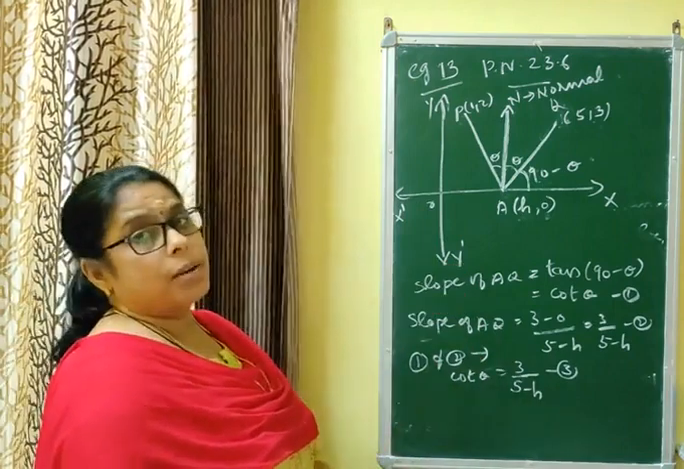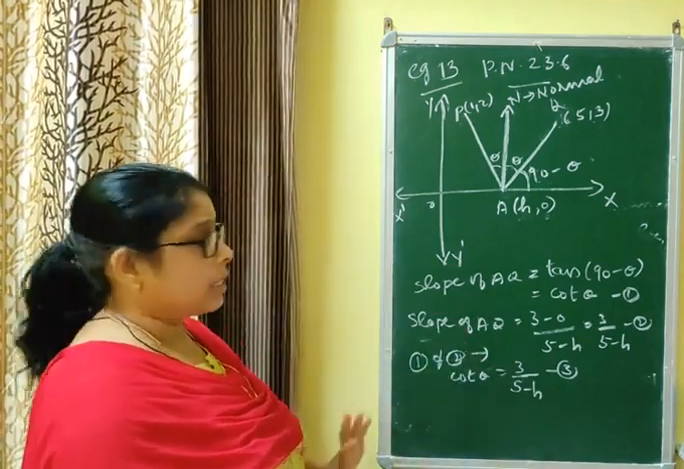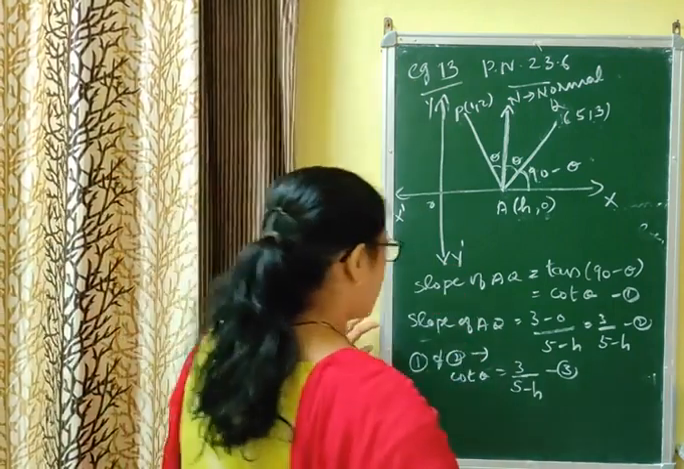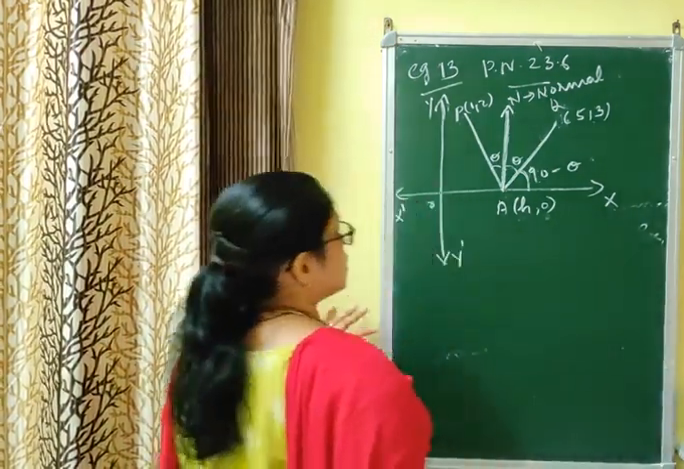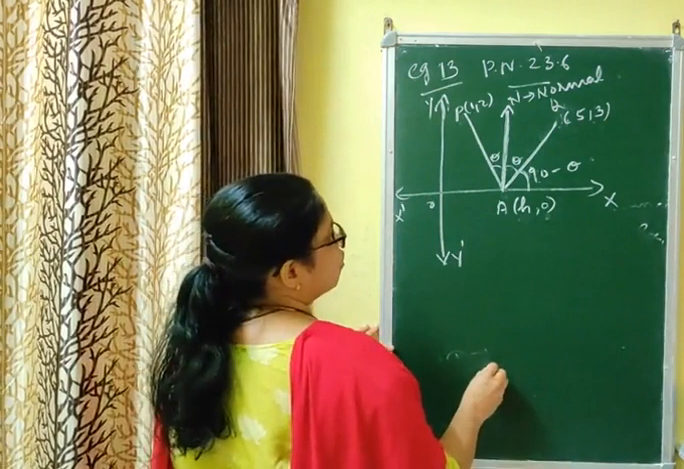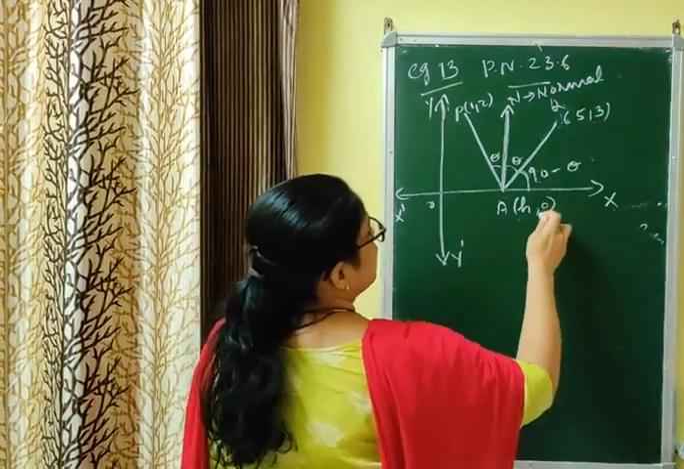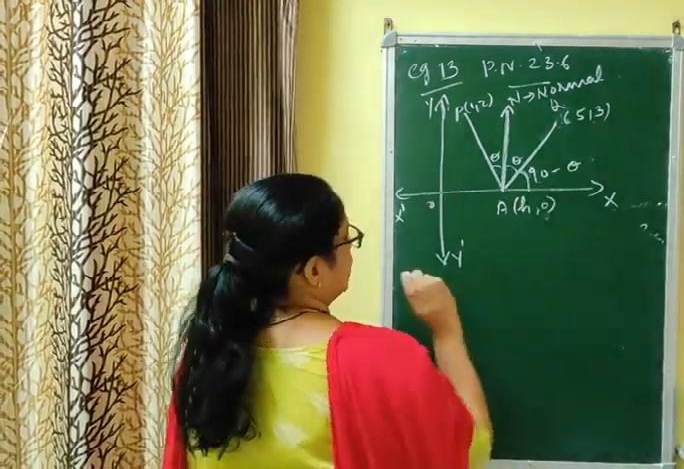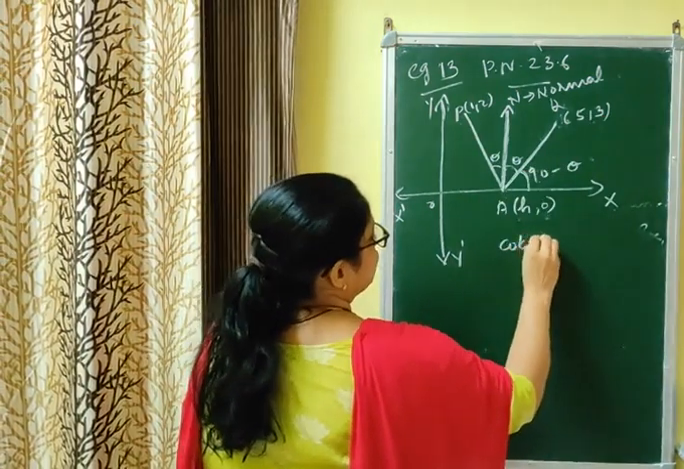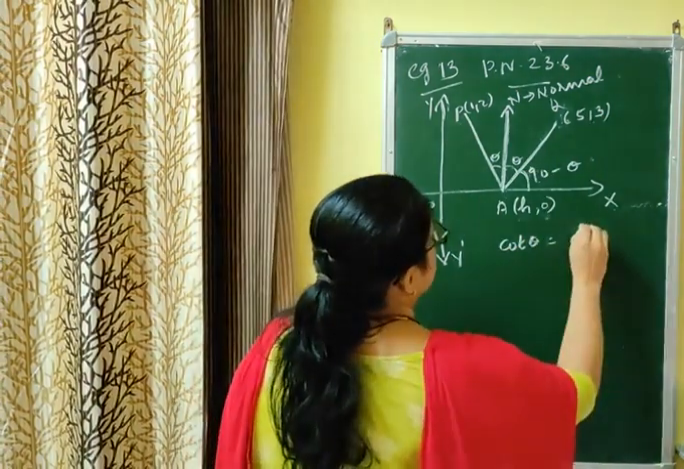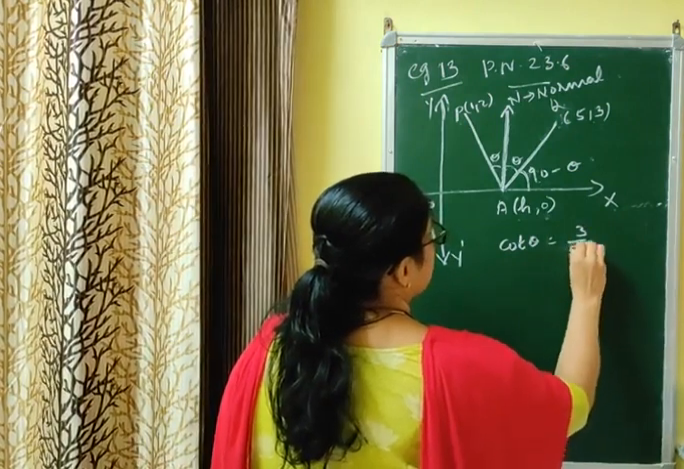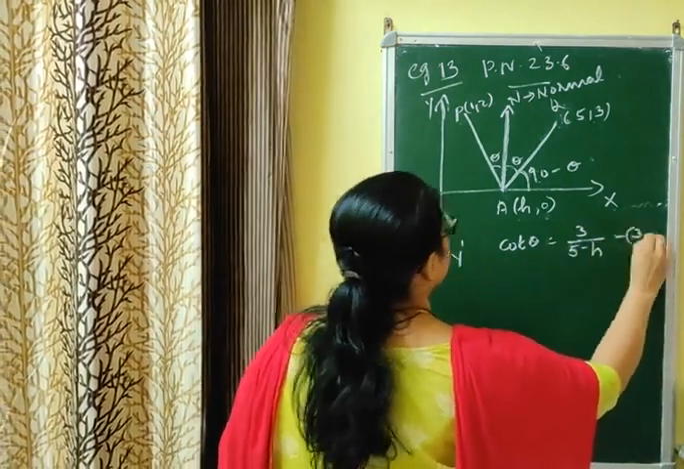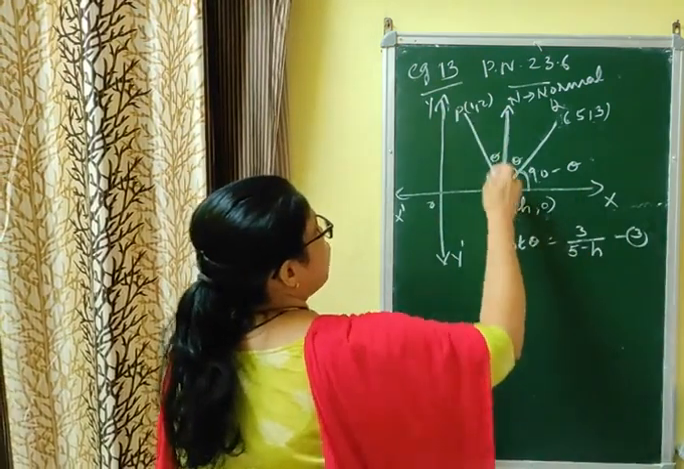Every step of this is not given in R.D., so watch it carefully in the video. Next, I have to rub this frequently because of the shortage of space. Understand this carefully: cot theta is equal to 3 minus 0, that is 3 by 5 minus h. Let me write here, so we have to use it further. Cot theta equal to 3 by 5 minus h, equation number 3. Now we have to find the slope of AP.